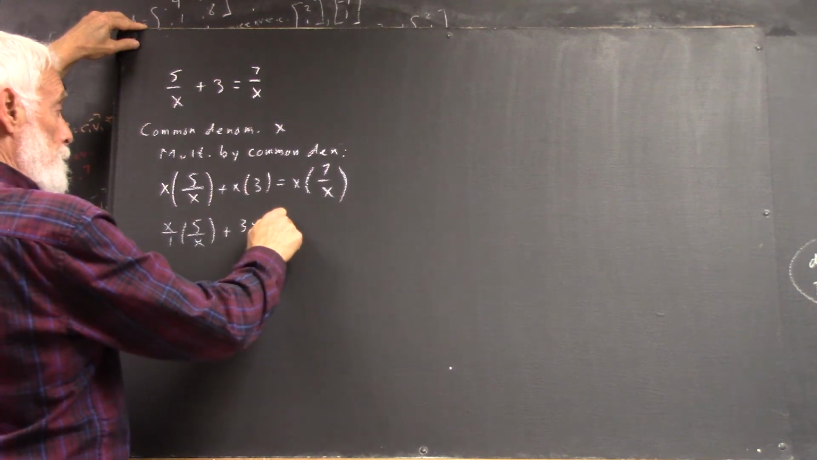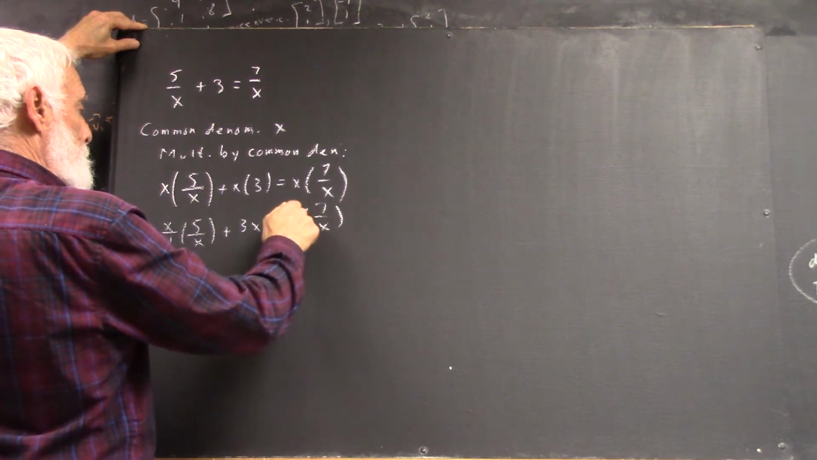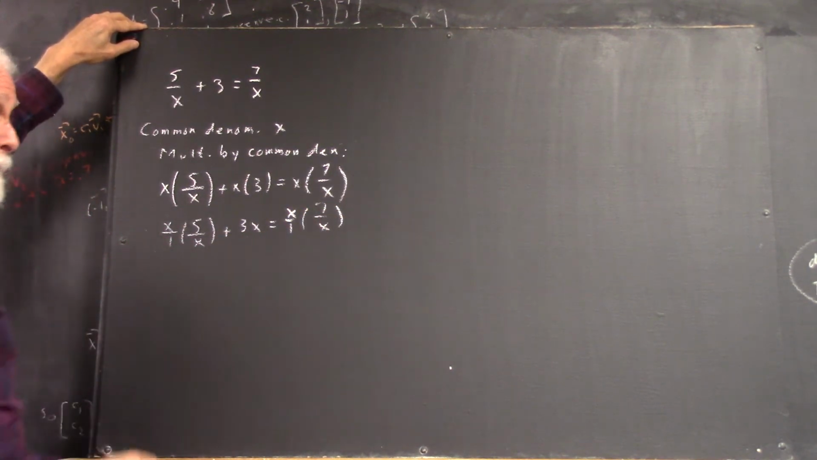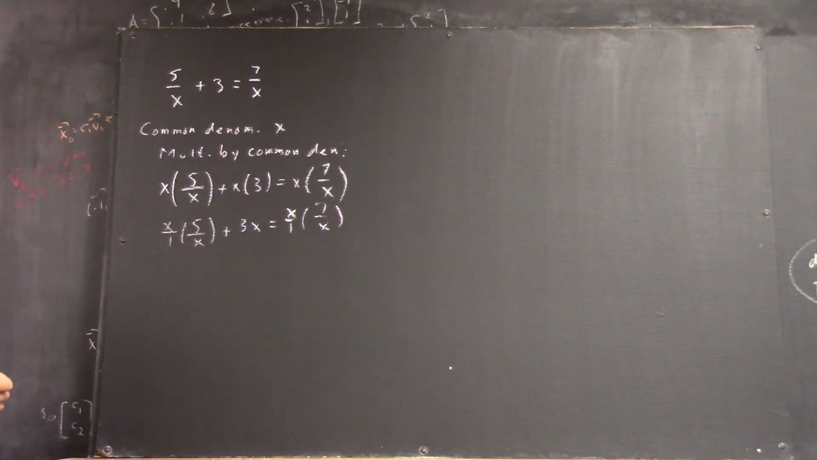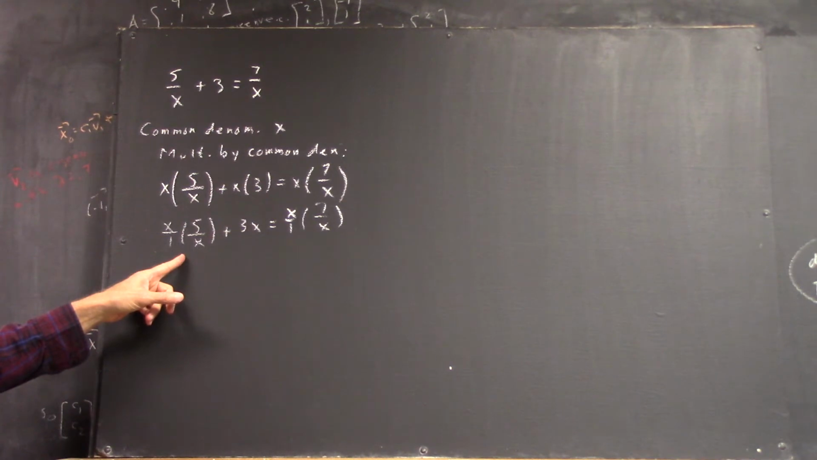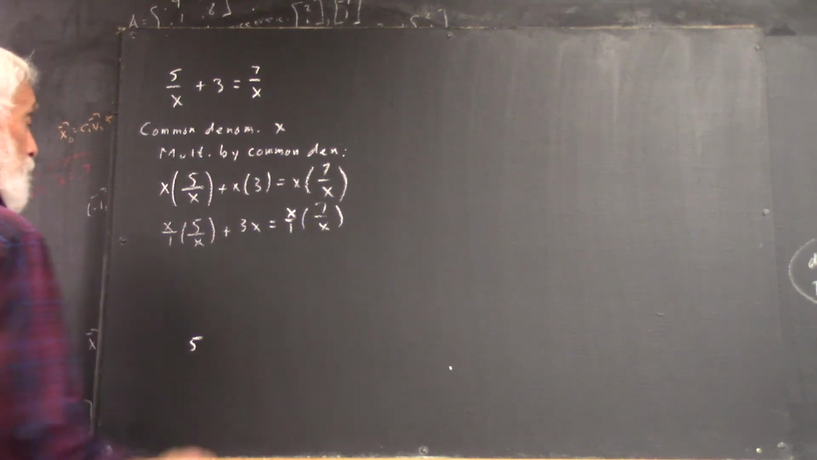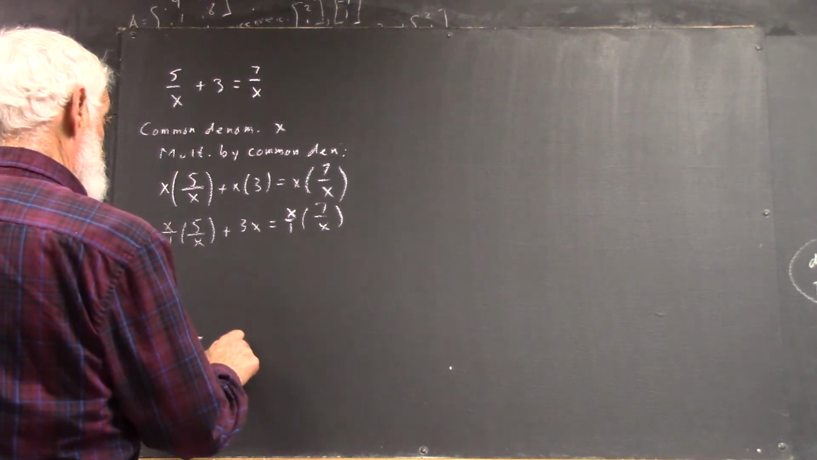that's going to be 3x, right? And this is x over 1 times 7 over x. Now, there are a couple of steps that I'll fill in here, but can you see what that's going to give you? What's this going to give you? It's going to give you 5 over x, 5 over 1, x over 1. It's going to give you 5. And we'll see why. But you really need to understand the algebra to understand that.